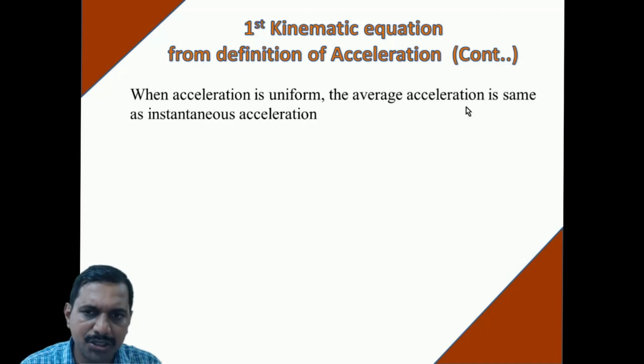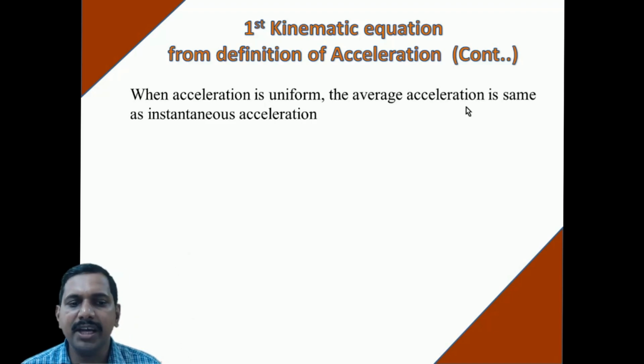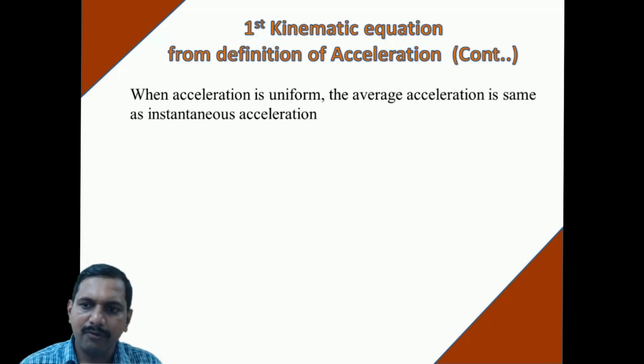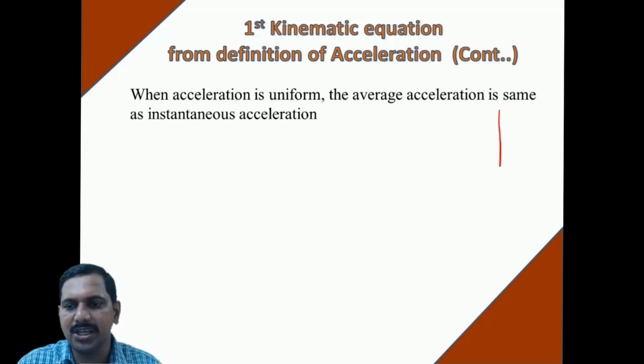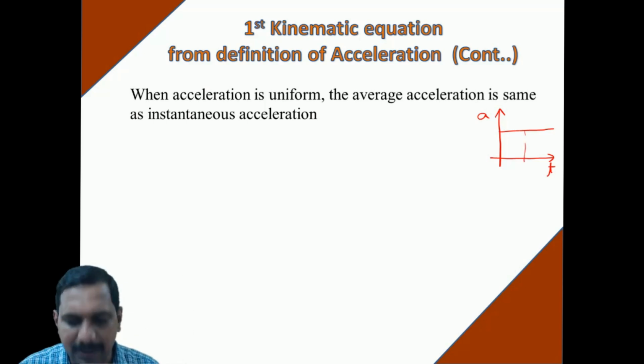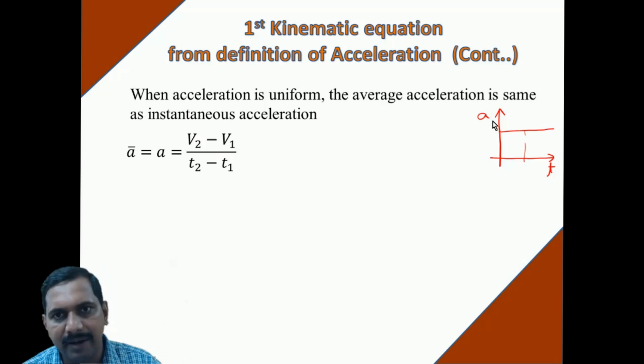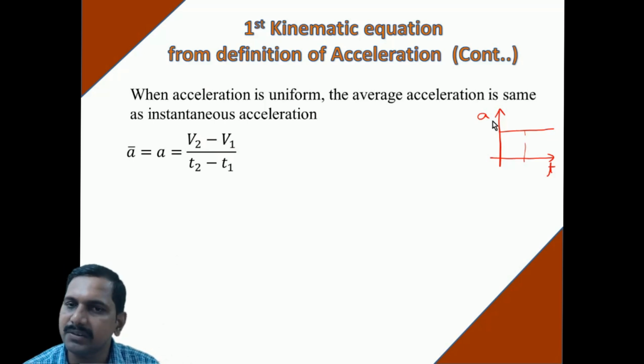When acceleration is uniform, the average acceleration is the same as the instantaneous acceleration, of course, right? Why so? Because when we have this acceleration versus time graph, as I have shown, it is constant. Whether you take it at an instant or as an average, you will get the same, right? So average acceleration, which is equal to acceleration, is v2 minus v1 divided by t2 minus t1. It is very subtle, but I hope you understand this.